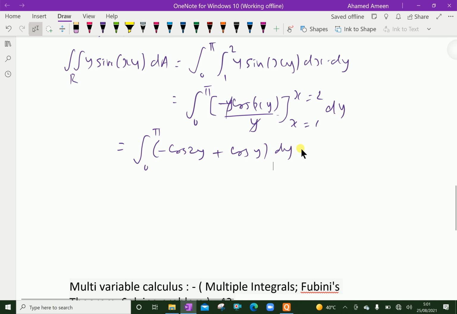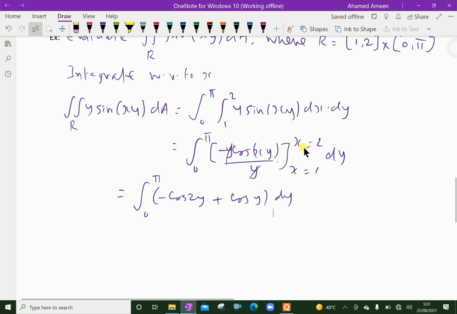Integrating, minus cos 2y gives minus half sine 2y, plus cos y gives sine y, with the limits 0 to pi. Here sine pi and sine 2 pi are 0 and sine 0 is also 0, so it gives 0.